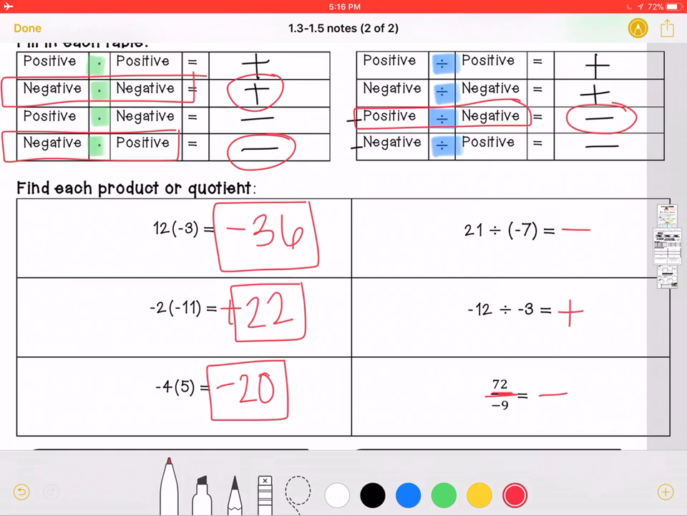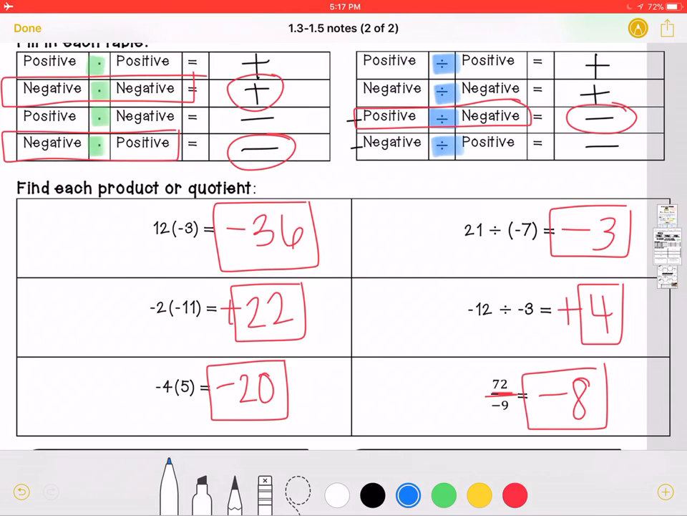Let's look at our division. So positive 21 divided by a -7, different signs. We said it was negative. We know that 21 divided by 7 is 3. -12 divided by a -3, you should be saying a positive 4. Again, you don't need that plus. I mean, we just went through and labeled whether it was positive or negative. If you have it there, I'm not going to mark it wrong in any way. Next, 72 divided by -9 should give you a -8.